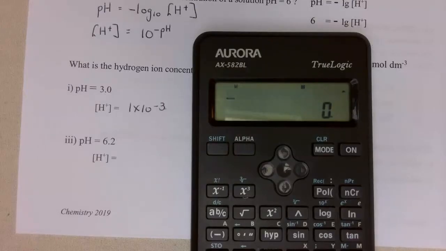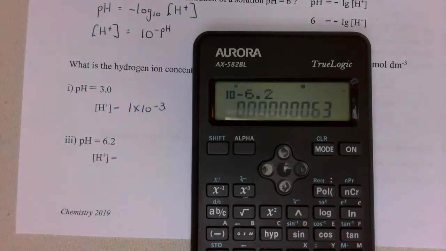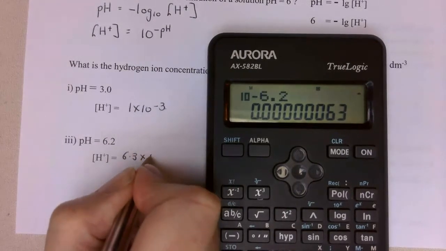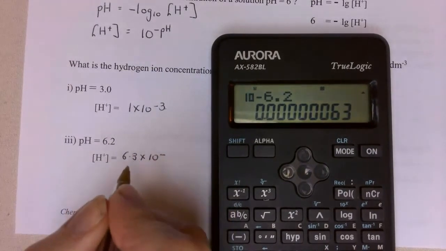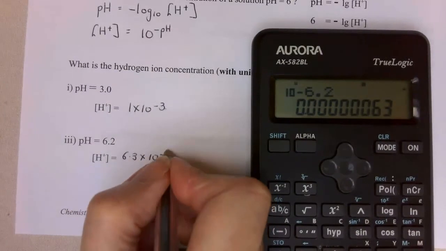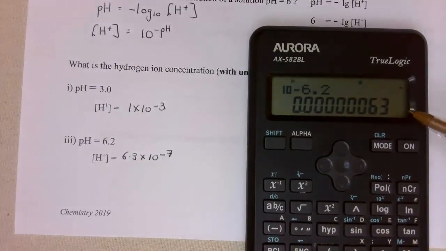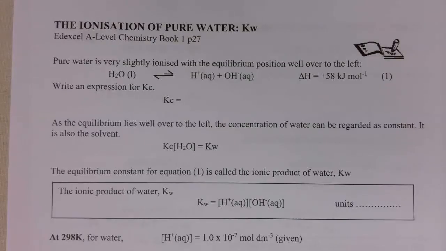Okay, so the last example is a pH of 6.2. So again, shift log minus 6.2, and I get a concentration of 6.3 times 10 to the minus 7. Now, obviously, I've only got the cheap calculators here. You'll be able to do this much better when you've got your proper ones, and give your answer in standard form, please.